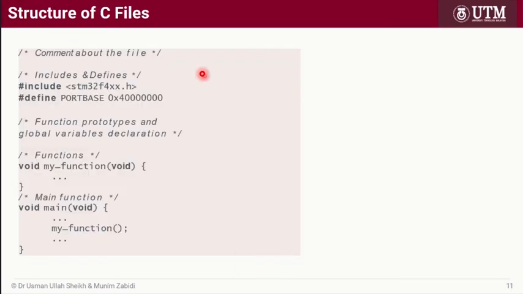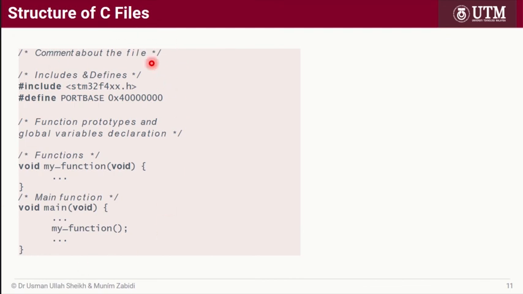Okay, so we have finished the overview of the C build process. Now we are going to write the program. Before that, we need to know the basics of the C language. So first we are going to see the structure of a C file.